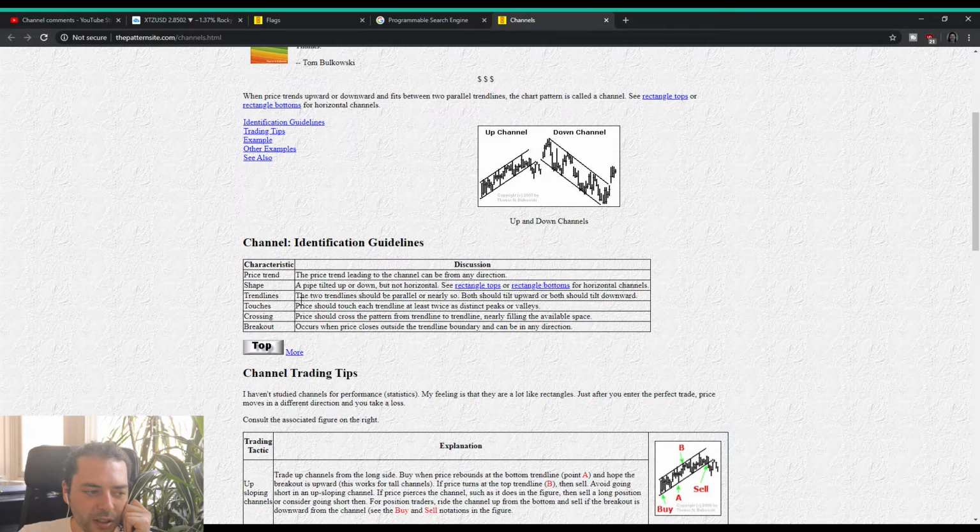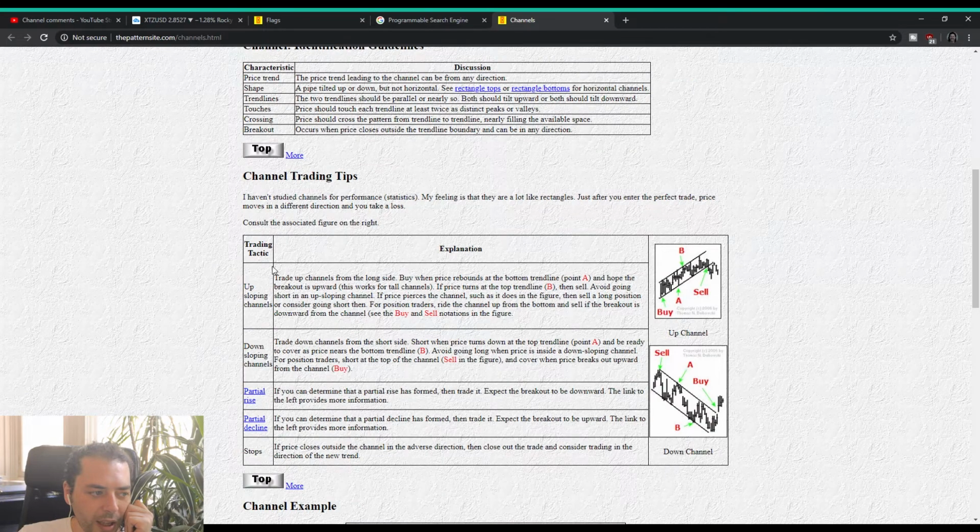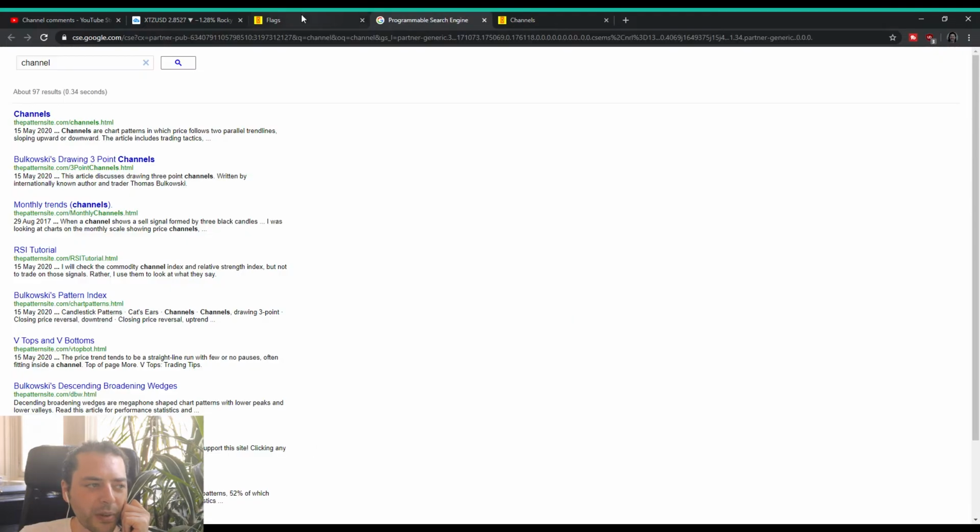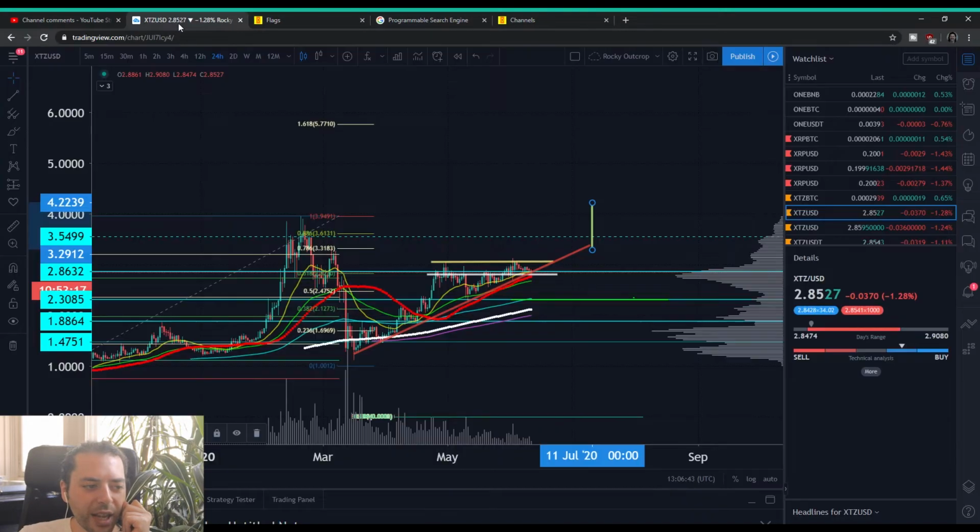In terms of patterns, the two trend lines should be parallel, and so on. Price should touch each trend line at least twice, with distinct peaks or valleys. Trading tactics, sloping up: you're just looking at buys and sells. You're not really looking at measured moves, but sometimes we stick measured moves on anyway, as I do. Really just looking at the size of the channel, the girth of it itself.